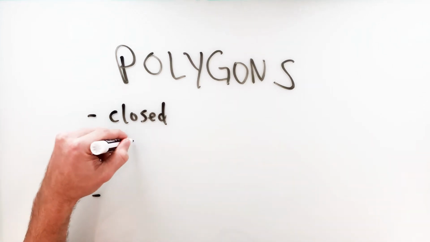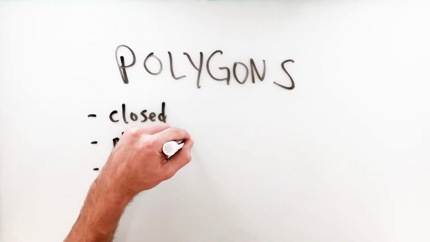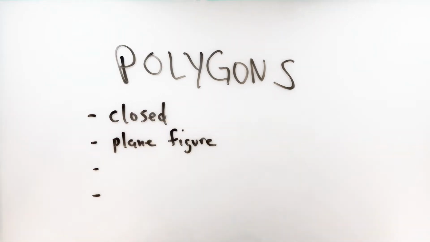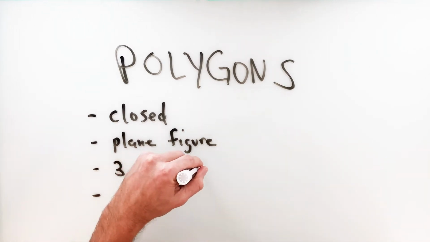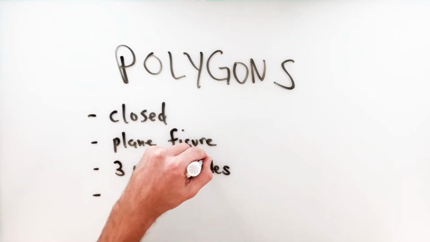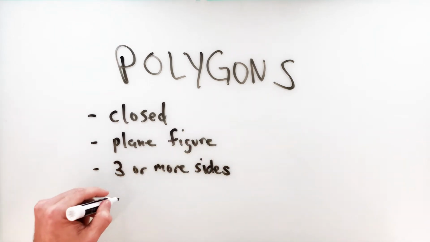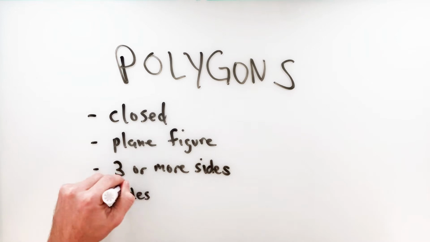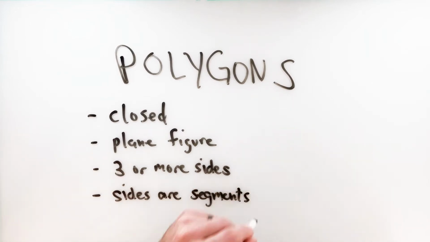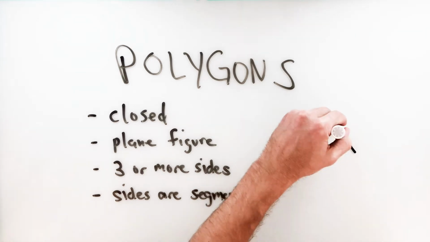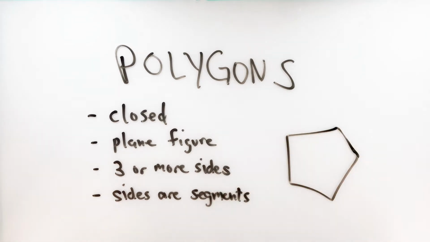It is a plane figure, meaning two-dimensional. Okay, so it would fit on a flat surface, no three-dimensional figures. It's got 3 or more sides, whereas the sides must be segments. So that means no rounded edges, no circles, no semicircles, nothing with any squiggles, nothing like that. So a polygon, something like this.